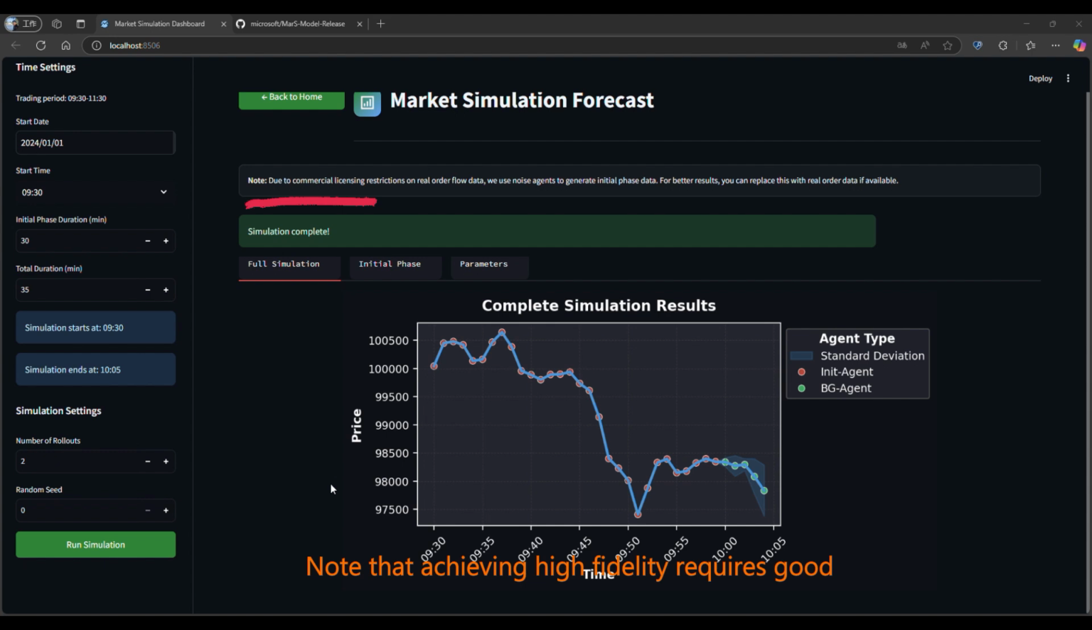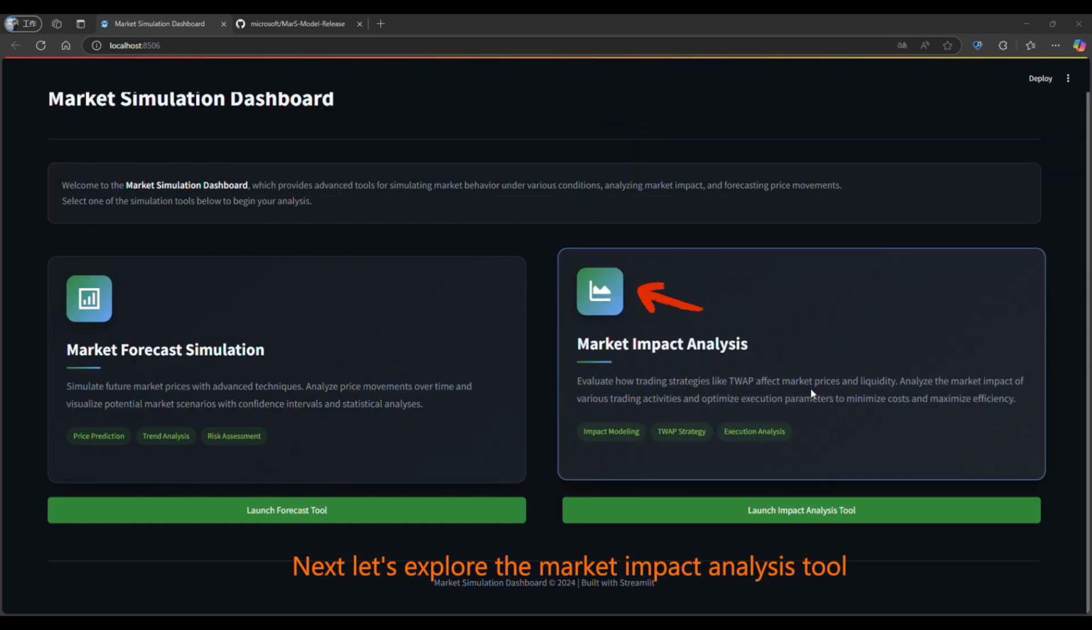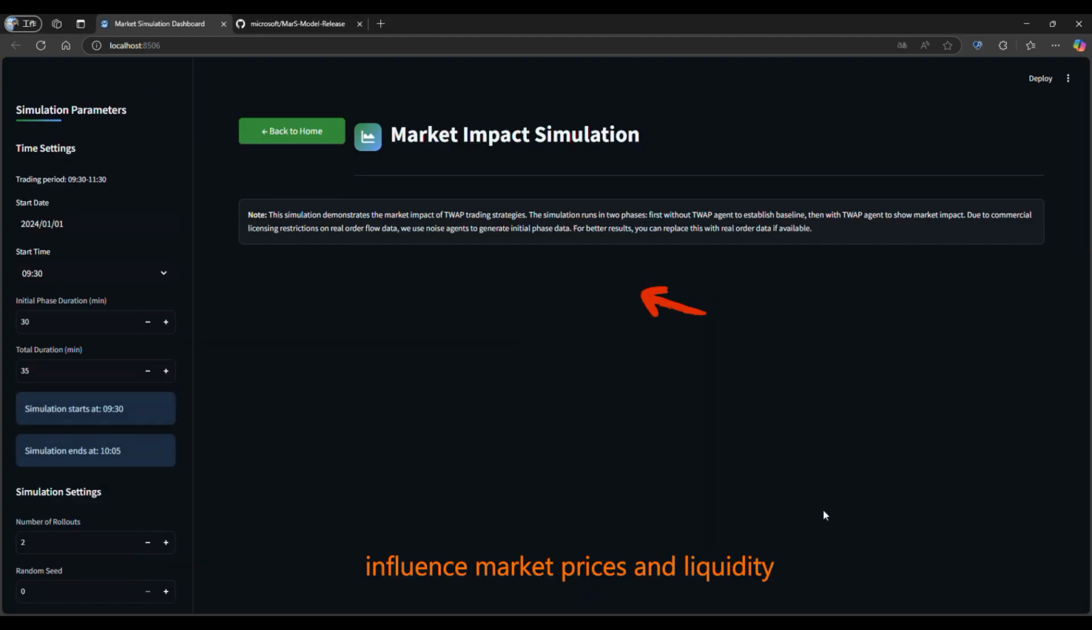Note that achieving high fidelity requires good quality initial data and sufficient computational resources to run an adequate number of rollouts. Next, let's explore the Market Impact Analysis tool. This is designed to address what-if questions. Specifically, how might a proposed trading strategy influence market prices and liquidity?